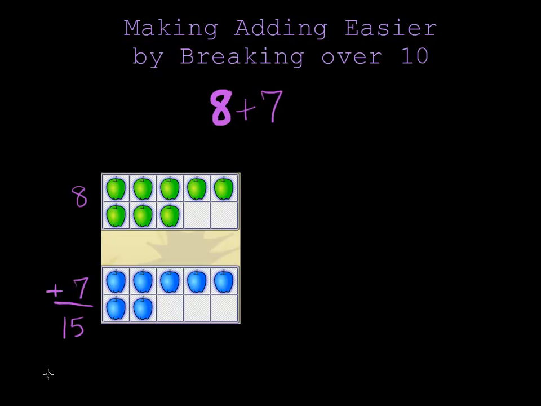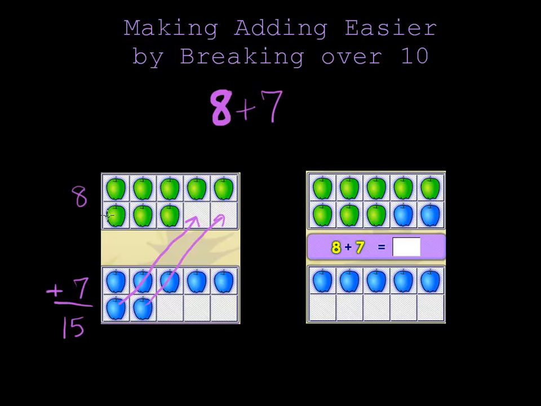But with this kind of problem, there's an easier way of doing it, and that's if you break the problem up over 10. Now let's take a look at this 10 frame here, and notice that it's almost full. There's only these 2 spaces that are missing. So what if I took this apple and moved it up here, and this apple and moved it up here? I'd get a picture that looks more like this.